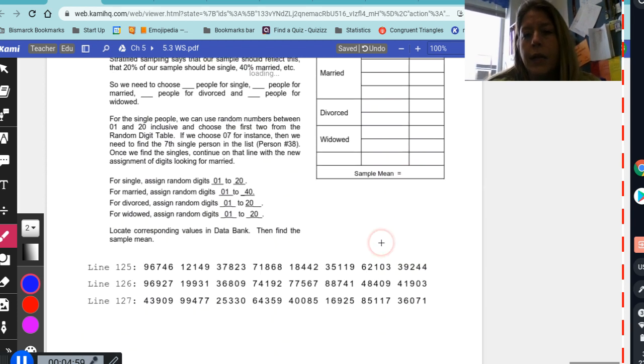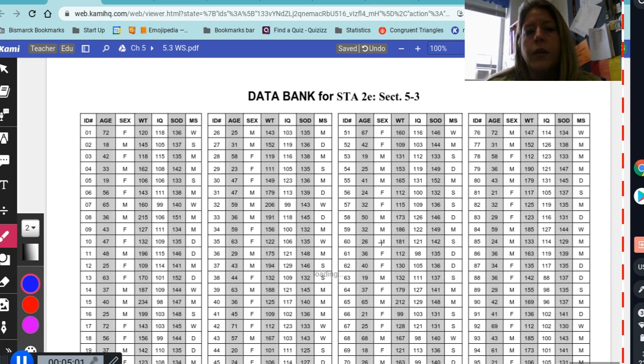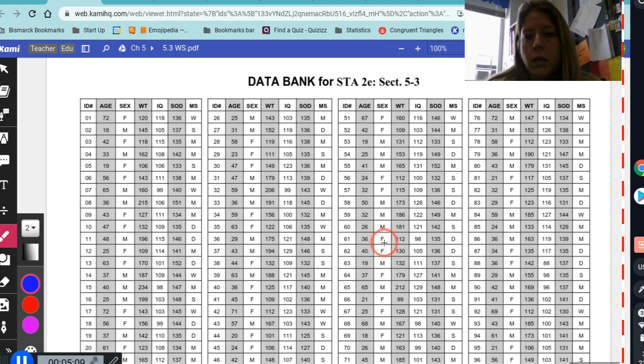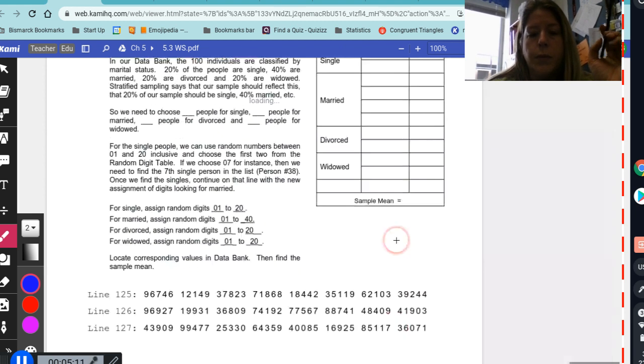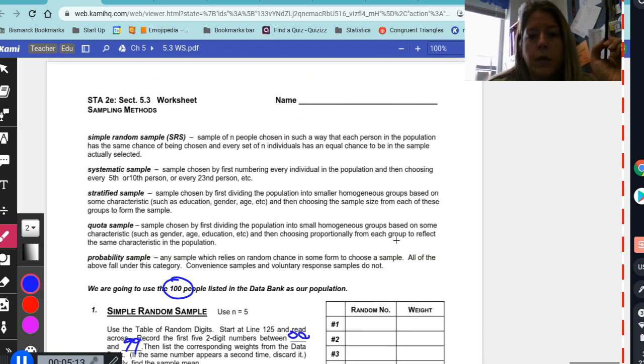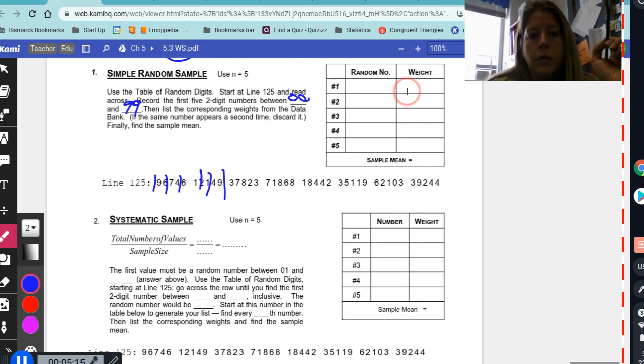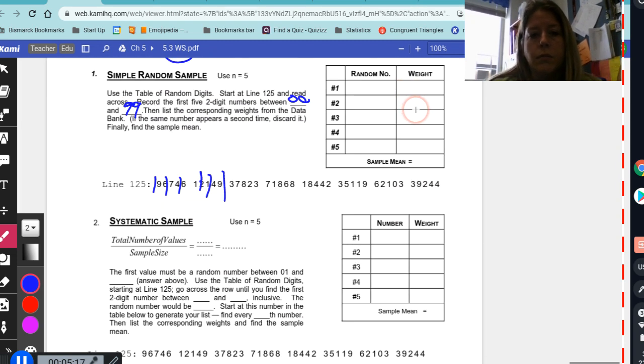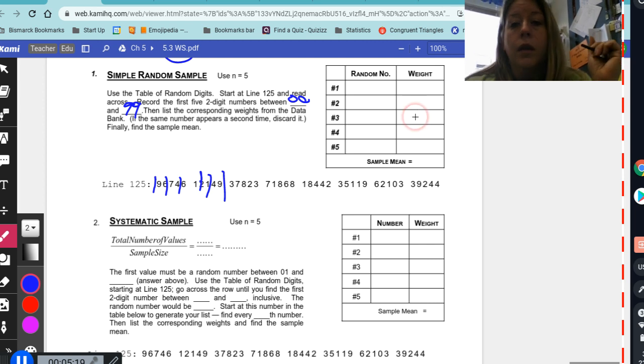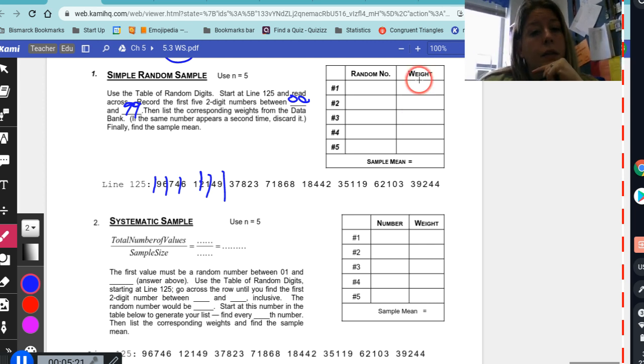And then you'll go to your table and you'll find the weights for those numbers. So the weight for person 61 is 112 pounds. So we would write that next to 61, which I thought was the first one, but it's the third one. So 112 pounds goes right there. And then you'll average that out and we'll get our sample mean, our statistic.